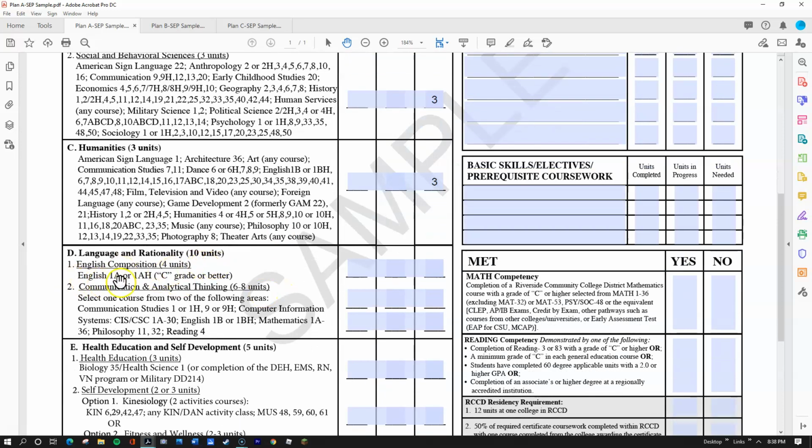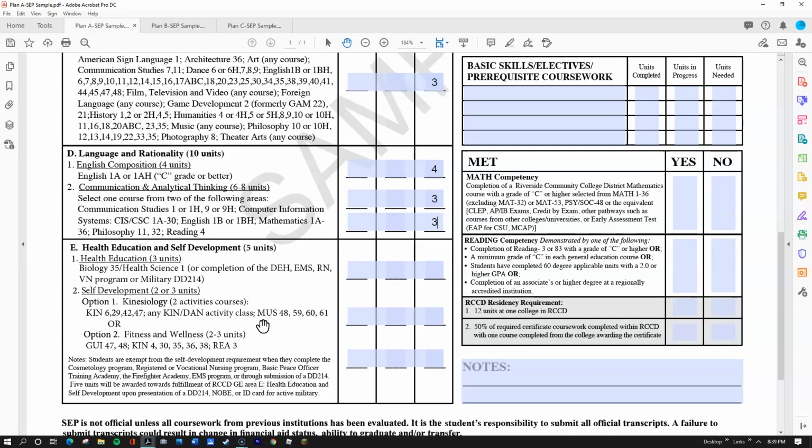For here, you must take English 1A. That is a 4-unit course. And then because you need a total of 10, you have to take at least another 6 units in this area. Probably going to be your math for 1 of them, and then probably communication studies, but any 1 of those other classes would do. So we'll put 3 and 3.